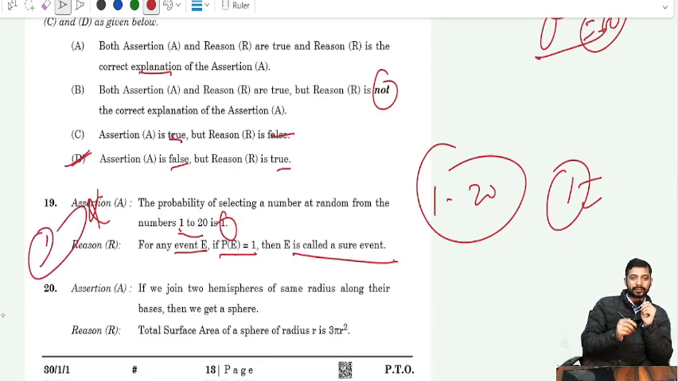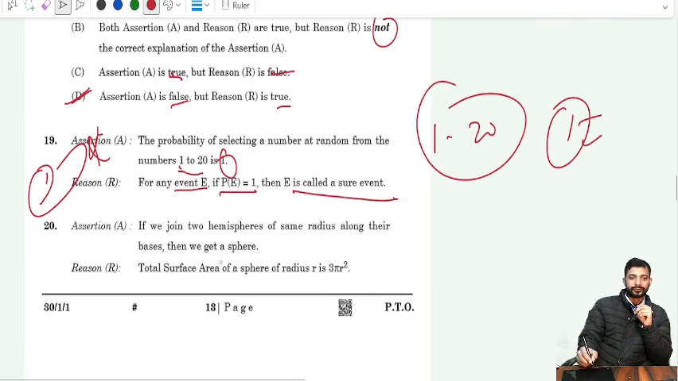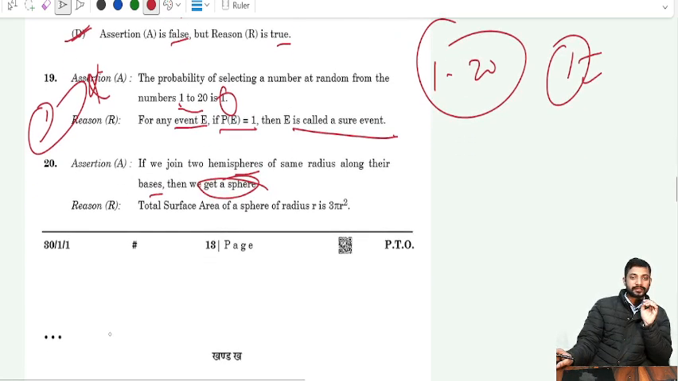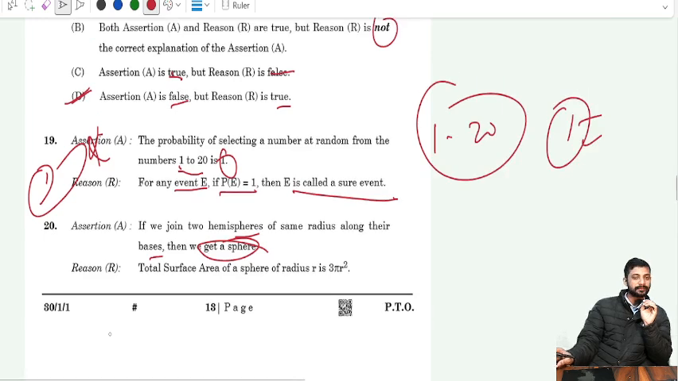Next is question number 20. Here it is given that if we join two hemispheres of the same radius along their base, we get a sphere. Yes, this is true. The total surface area of a sphere is 3 pi r square. This is a formula based question. You must remember this.